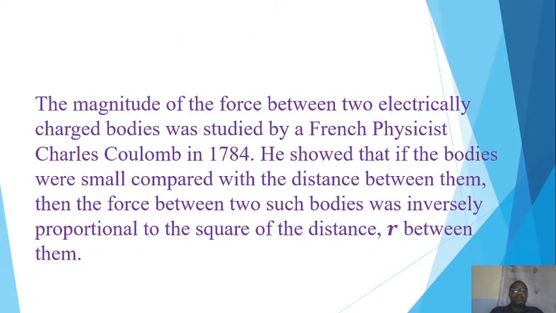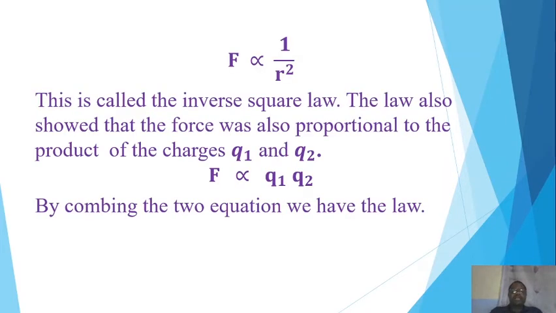Charles Coulomb also discovered that the force was directly proportional to the product of the charges Q1 and Q2. You remember we said earlier that the force is inversely proportional to the square of the distance apart. That condition is what we call the inverse square law. The inverse square law is such that electric field, magnetic field, and gravitational field all obey it.